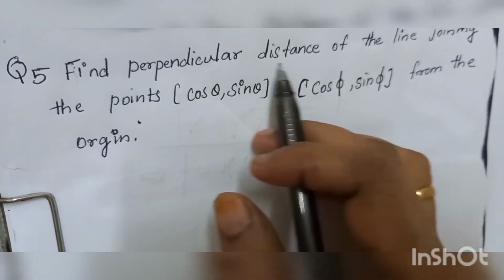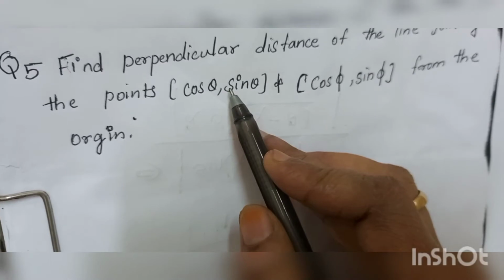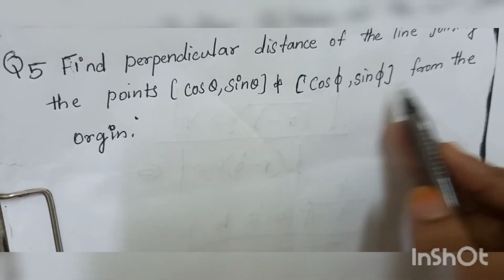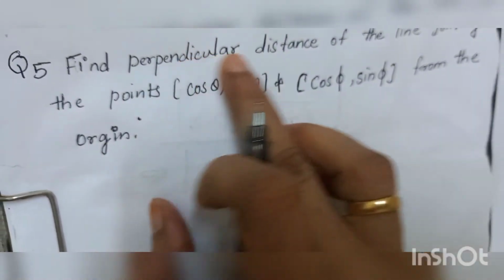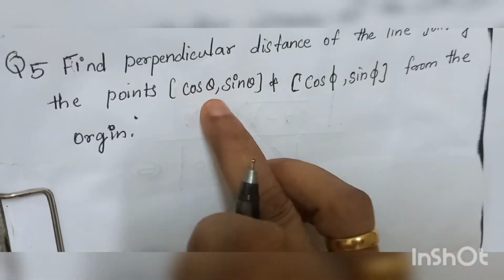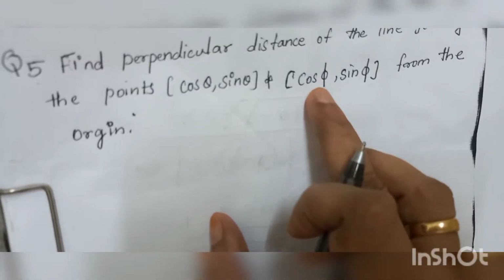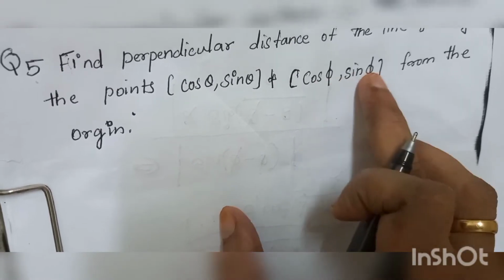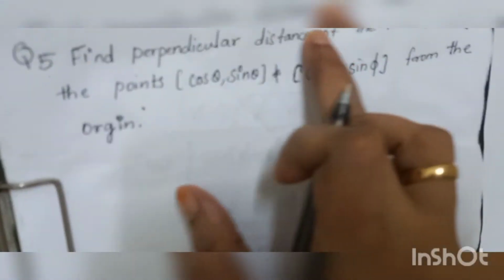Question number 5. Find the perpendicular distance of the line joining the points cos theta, sin theta and cos phi, sin phi from the origin. Okay. So we have to find the perpendicular distance of the line joining the two points, one is cos theta, sin theta and another one is cos phi, sin phi, from the origin. We have to find the perpendicular distance.